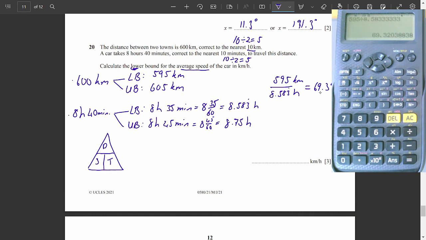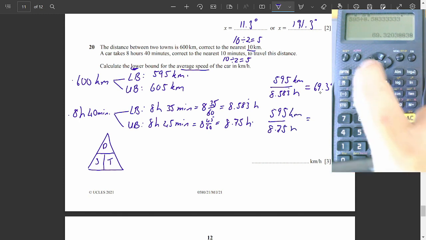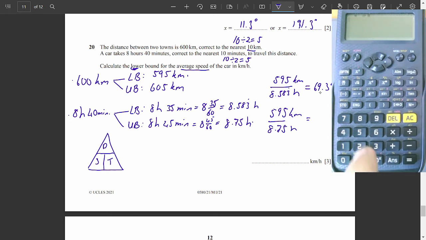Okay. That is not going to be the lowest possible answer, because to get the lowest possible answer, we need to take the smallest possible distance. No. Yes. See, I'm also confused. And divide it by the biggest possible time. Let's see what that gives us. Okay. So I'm going to take 595 divided by 8.75 equals 68 kilometers per hour. You see, that is a lower answer.